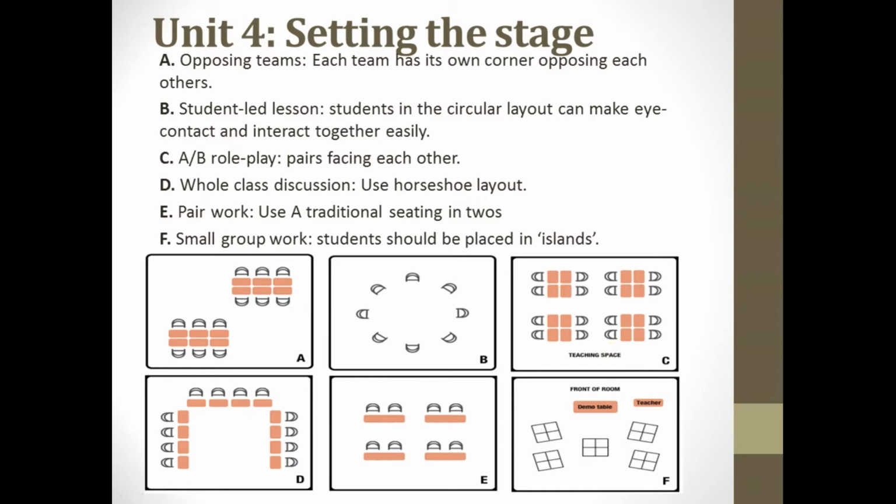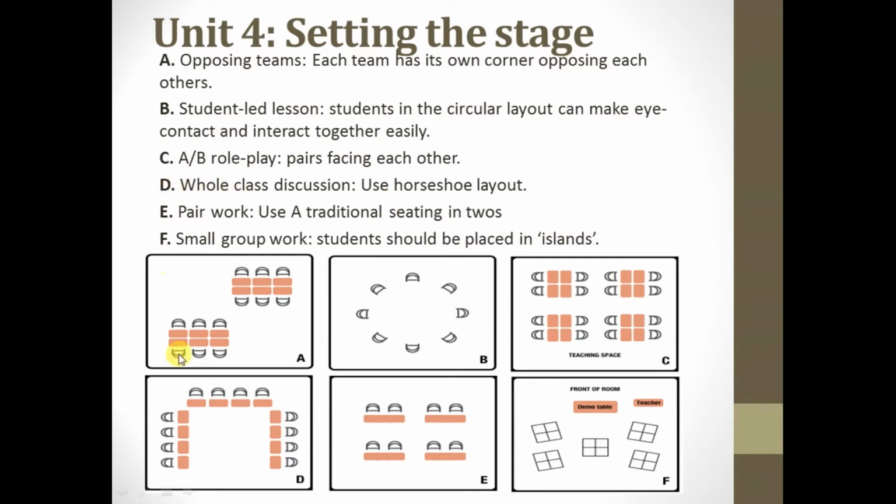This layout works well with the Kagan strategy, pair share. So it's an A-B role play. We put A and B here, and in the opposite pair we inverse the two letters, so we put B here, and A here.